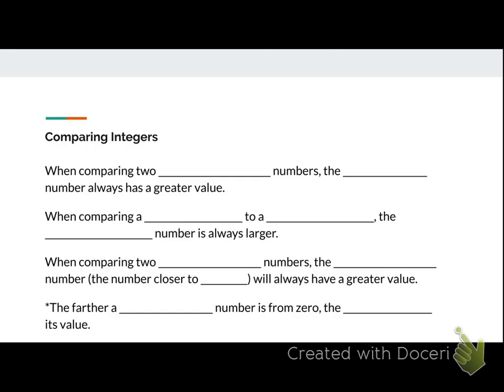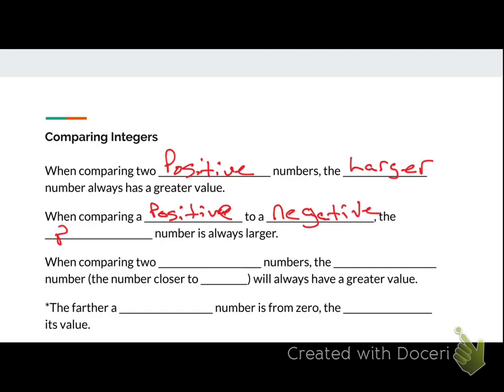When comparing two positive numbers, the larger number always has a greater value. This is what we've been doing since you started school. So this is kind of new. When comparing a positive to a negative, the positive number will always be larger.